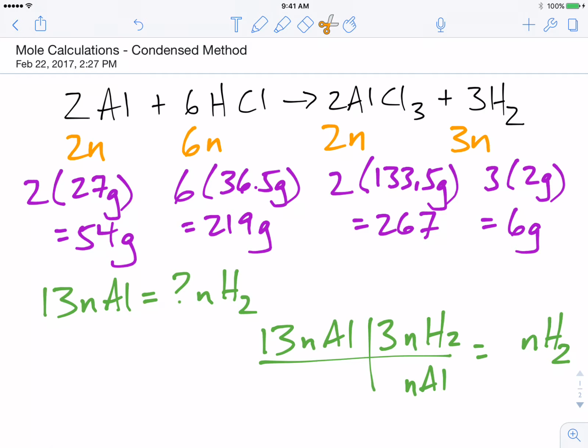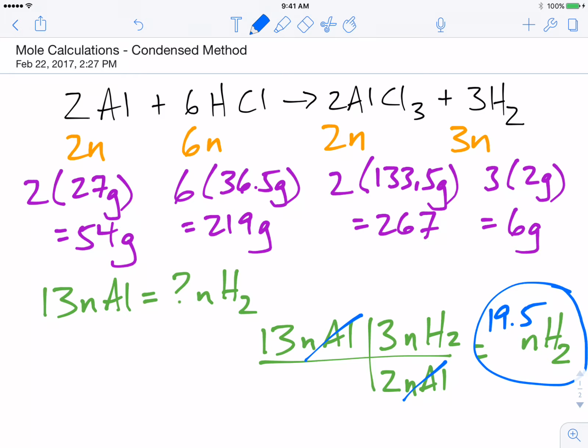And then I'll look for moles of aluminum. So I need to know what number goes with that. And that number is 2. Okay, so I'll put a 2 on the bottom. Okay. My units of moles of Al cancel. And now we're left with doing the math. So 13 times 3 divided by 2. My answer in the end will be 19.5 moles of H2.